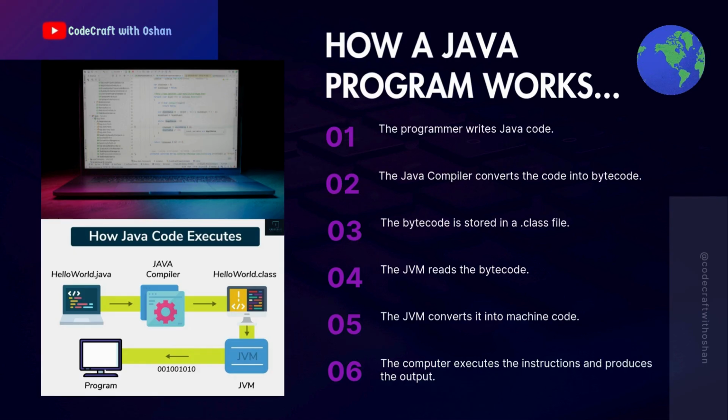Next, the JVM reads the bytecode file. The JVM then converts the bytecode into machine code that the computer can understand. So finally, the operating system executes those instructions and produces the required output. Although several steps are involved, this entire process happens within a fraction of a second. Every Java application you run follows the same execution process. So that's the complete journey of a Java program, from source code to output.